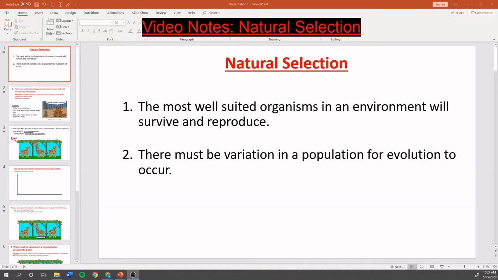And then number two, there must be variation in a population for evolution to occur. So in order for any change to take place in a population, there has to be differences among the individuals in that population. They can't all be identical. Okay, so the first thing, we are going to go through these 2 points here. So the first, number one.